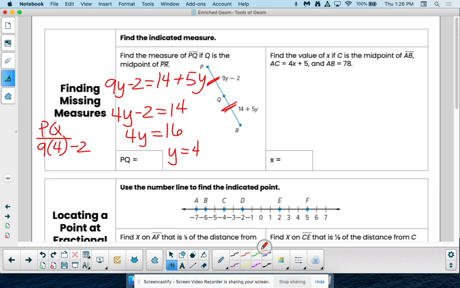Tell me what you get, folks. 34. 34, right? This would be 36 minus 2, so 34. So PQ is 34. Perfect. Fantastic.